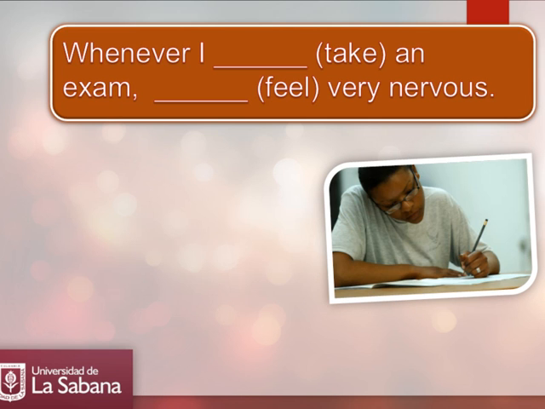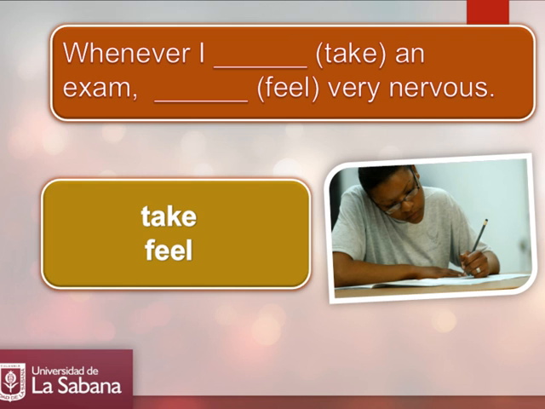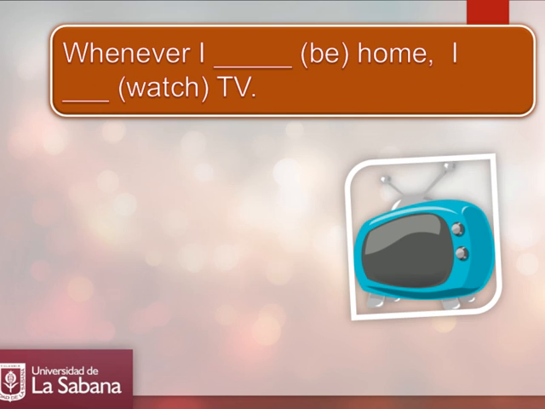Okay, how about this one? Once again, pause the video if you need more time, and you should get, whenever I take an exam, I feel very nervous. This is conditional type 0, something that happens regularly, always. Whenever means every time that I take an exam, I feel very nervous. How well did you do?